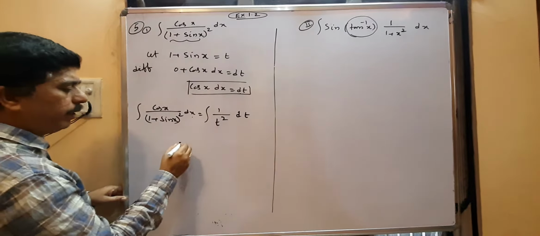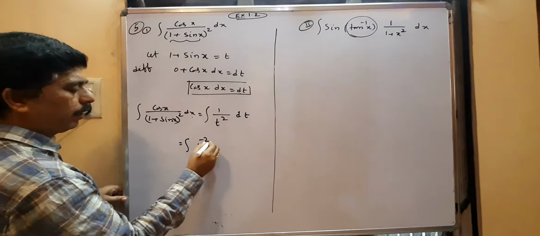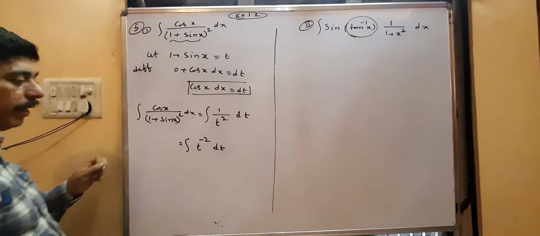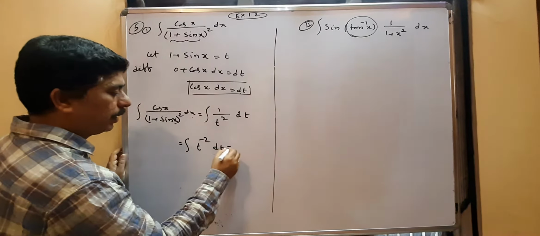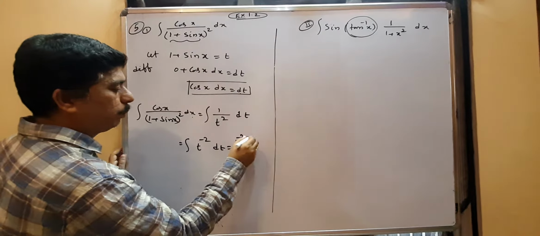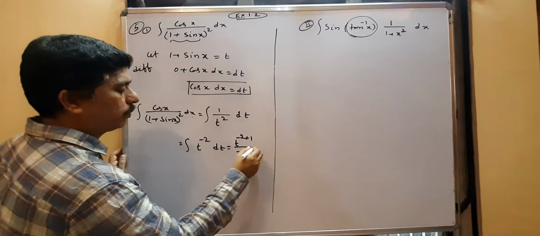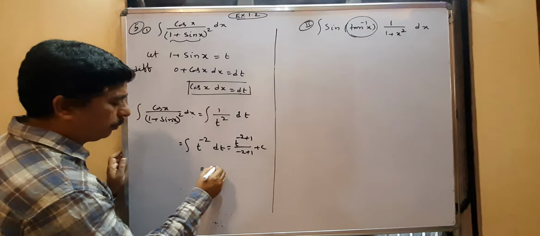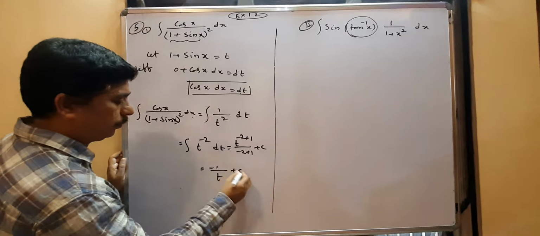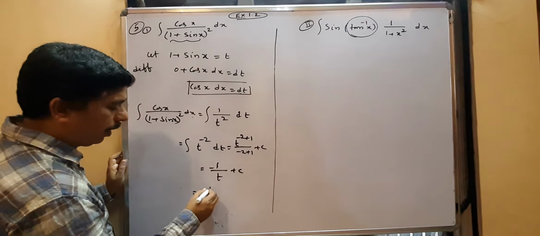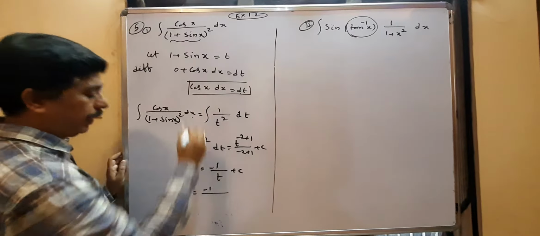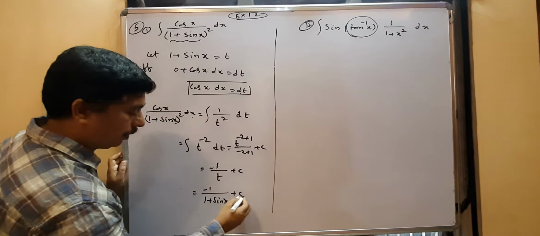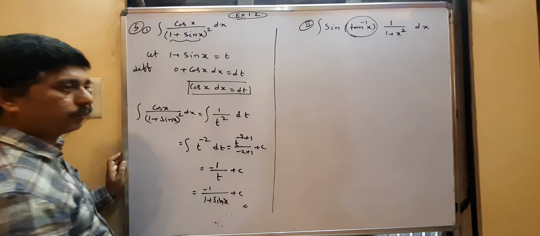We know the formula: integral of x power n is what? x power n plus 1 by n plus 1. So plus c, that is t power minus 2 plus 1 by minus 2 plus 1 plus c. Minus 2 plus 1 is minus 1. So this value is minus 1 by t plus c. What is the t value here? 1 plus sin x. Substitute in this case. Minus 1 by 1 plus sin x plus c is the answer. Copy it.